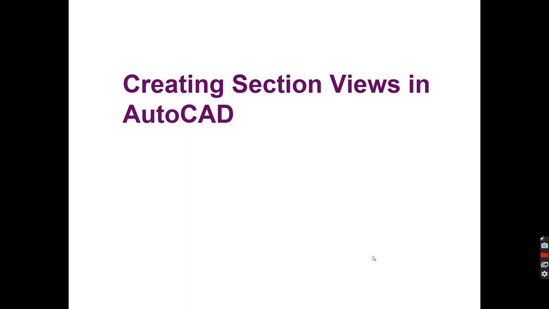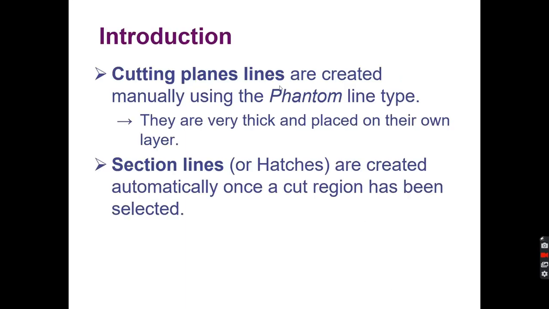Creating section views in AutoCAD. The cutting plane lines are created manually by using the phantom line type. They're very thick and placed on their own layer. We did make a layer called phantom, or we call it a cutting plane, I guess. Section lines or hatches are generated automatically once a cut region has been selected.